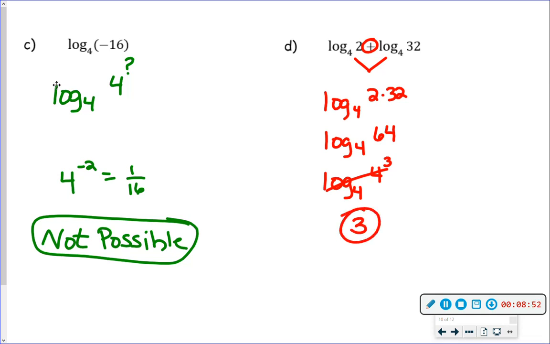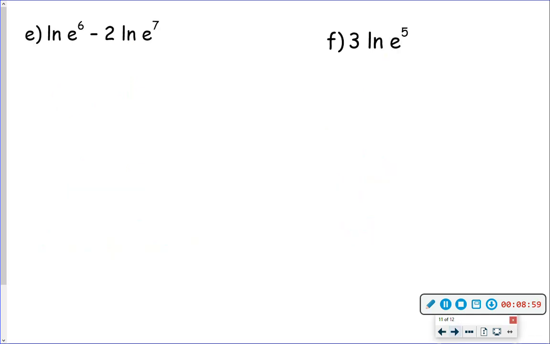So I know it says without a calculator. It just doesn't want you typing them in and giving some decimal or something goofy. It wants you using the properties to simplify. But you might need your calculator to know that 4 cubed is 64.